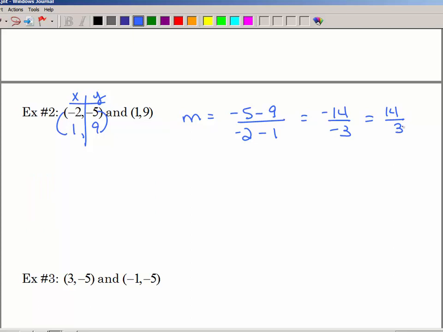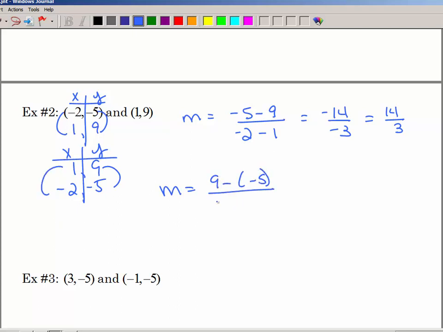Would it make a difference if I did a reverse order? Well, let's just kind of check it out. What if I did it this way? What if I went 9 minus a negative 5, got to be careful there, and 1 minus a negative 2? Well, that's going to be plus, so that's positive 14 over positive 3. And you see, we get the same answer. Again, just be consistent.